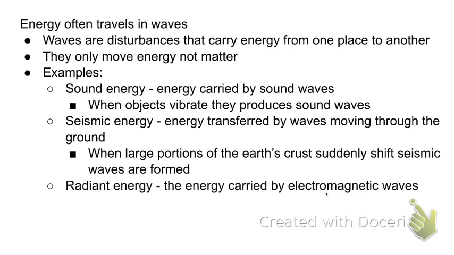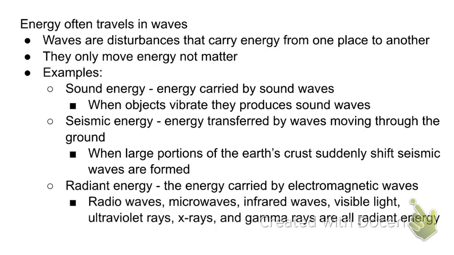Okay. And then radiant energy is energy carried by electromagnetic waves. This is the type of energy that's coming to us from the sun. Okay? It comes in the form of radio waves, microwaves, infrared waves, visible light waves, which you are most familiar with, ultraviolet rays, X-rays, and gamma rays. So anything that produces light of any kind is producing radiant energy, from your sun to the flashlight on your phone.